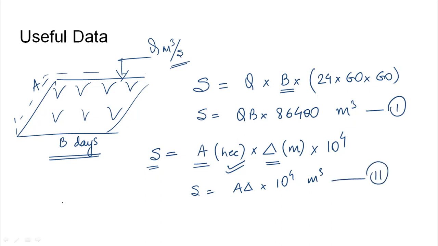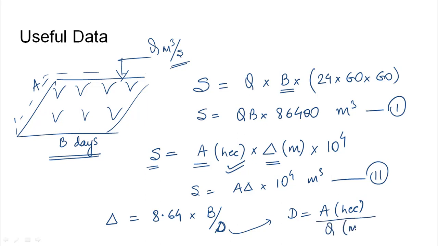So if we compare the first and second equation, as the left side is the same, we would get the relation as delta is given by 8.64 into the base period B by the duty D. Here duty is given as the ratio of the area in hectares that is irrigated divided by the discharge rate in meter cubes per second.